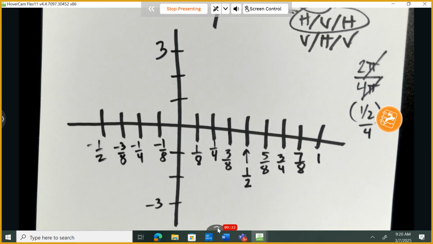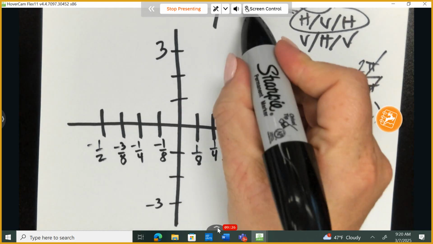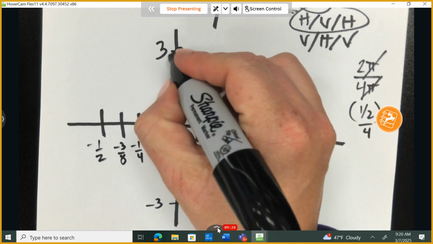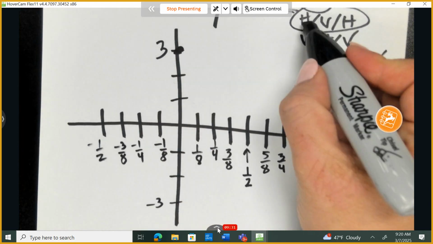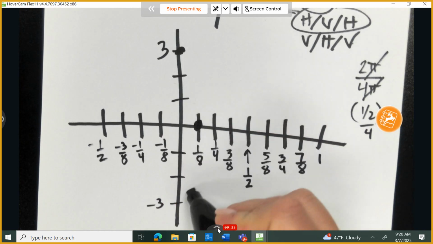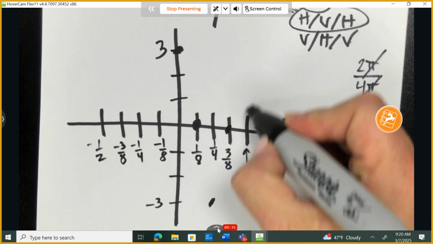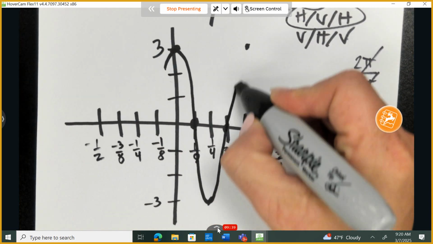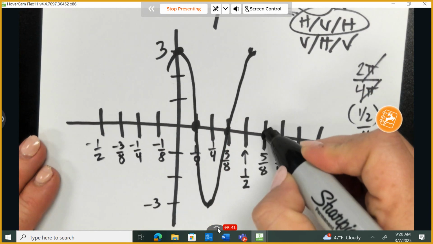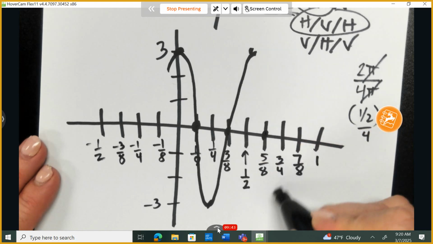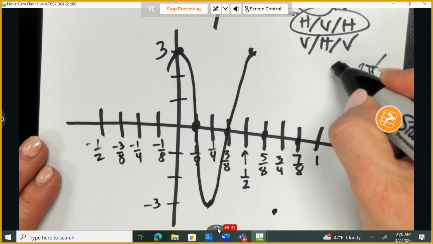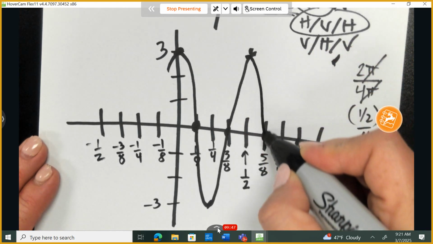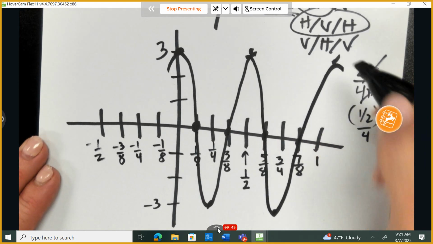And once I have been able to label those, now it's just a matter of recognizing that this is going to start high. So cosine is going to go, in this case, hill, touch down, valley, and back up to hill. So this is going to be one cycle, and now repeat, hill, valley, hill. And the other way.